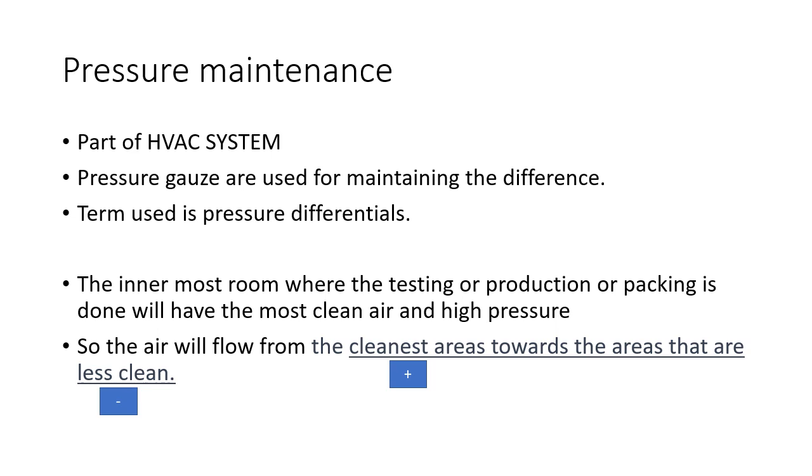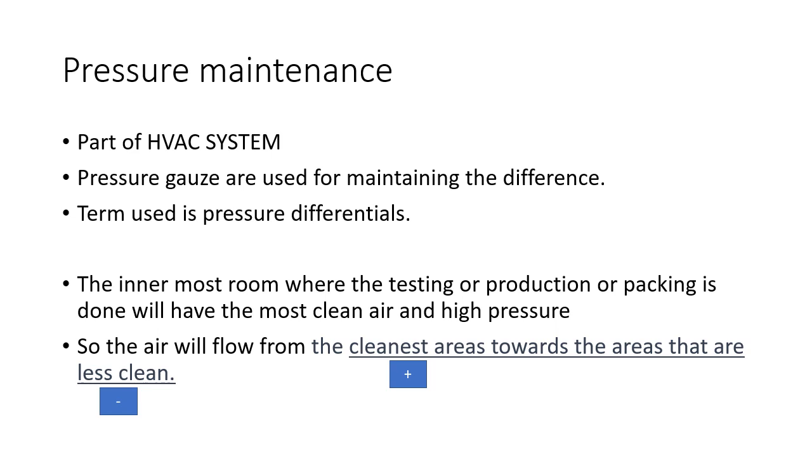And if you want to adjust the pressure of a particular room you can do that. Okay, so the innermost room, which is used for testing or, say, for production purpose or for, say, packaging, that will have the most clean air and high pressure. Okay, so for example here, let's take that you have two rooms.